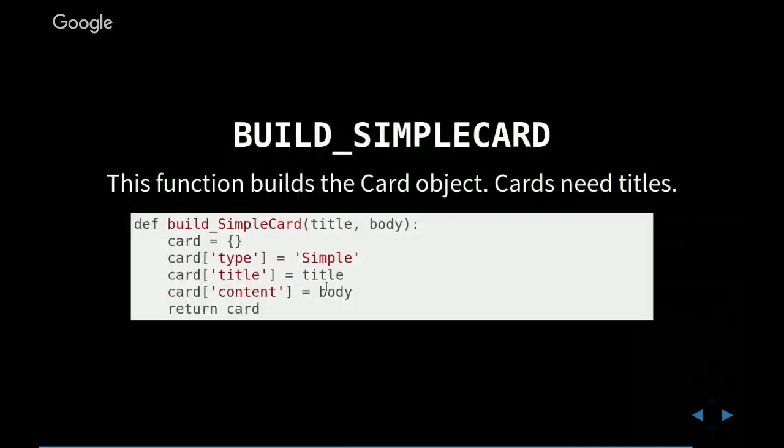Simple card. Simple card is that little graphical interface. It's just got a title and a body. And once again, there are multiple types, but all we're going to do is the simplest one, which is called simple. We're just going to make a little dictionary. It's got a title and a body and a type, and return it. See, it's very simple, even though it seemed a little magical. Hopefully this works for you.